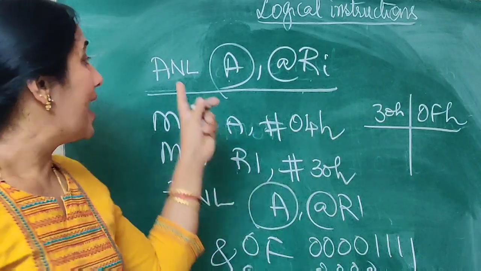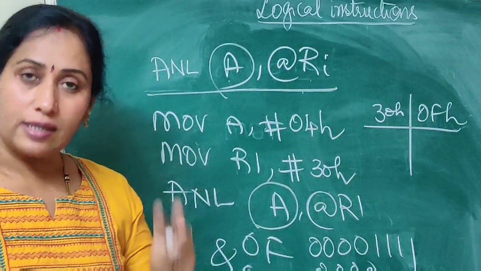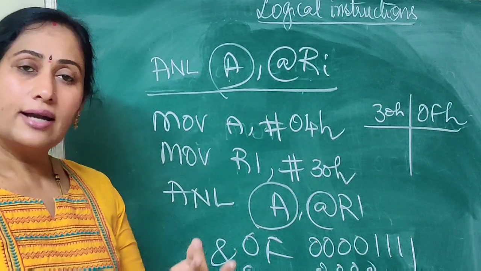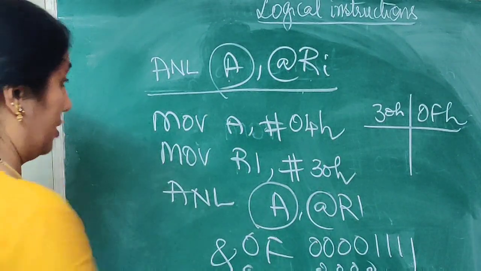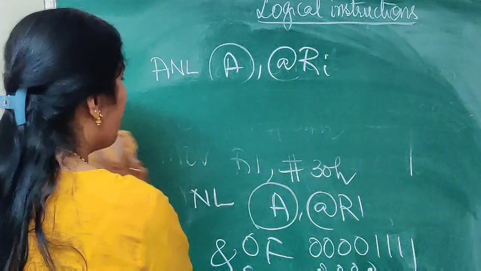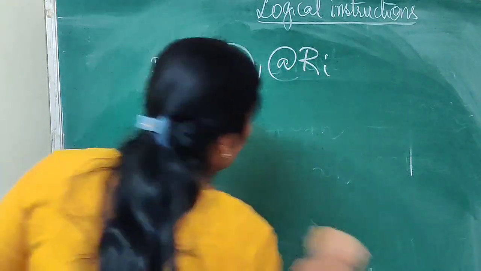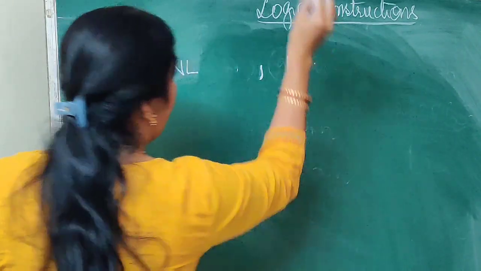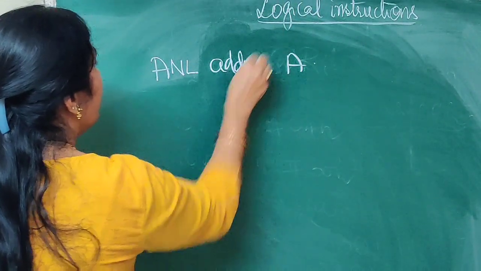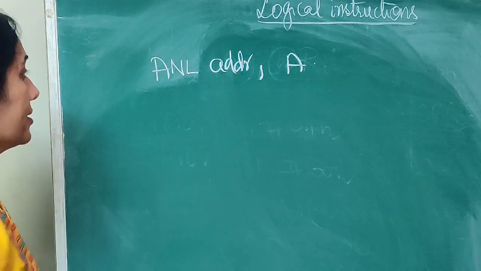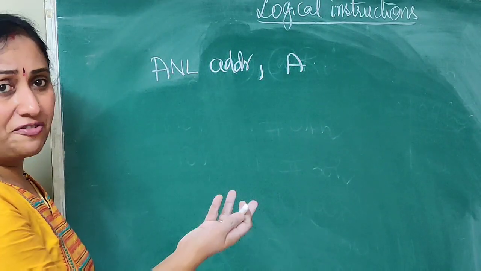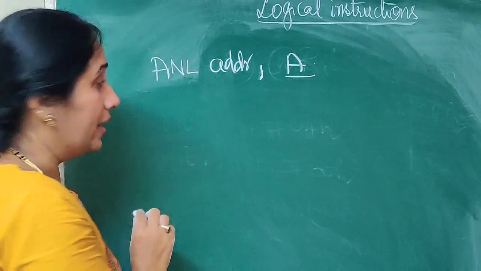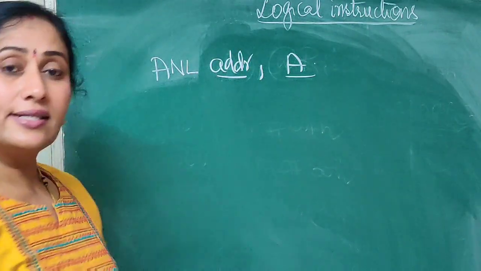You have seen that the ANL A instruction is supported by all 4 addressing modes: the immediate addressing mode, the register addressing mode, the direct addressing mode, and the indirect addressing mode. Now we'll go for the same AND instruction, but here the source will be the accumulator, and the destination is going to be the address. Just how I have specified the data in the instruction is different, that's it. Here the source operand is in the accumulator and the destination operand is in the internal RAM.